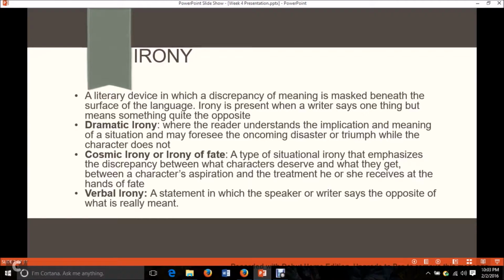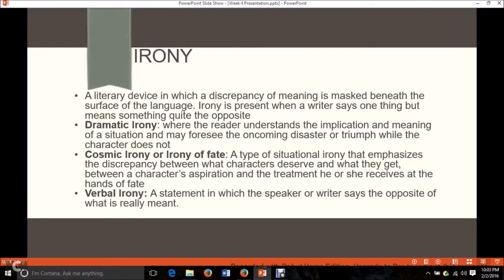So it's dramatic. Then there's cosmic irony, and this is used a lot in mythology. You see a lot of this. Another way to put it would be irony of fate.